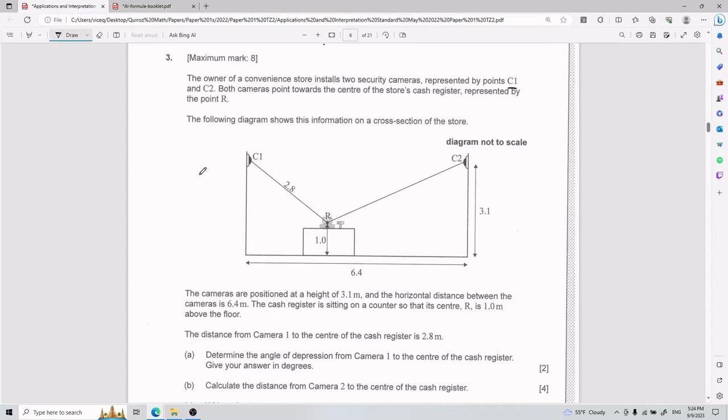They tell us a little bit more information. The cameras are positioned at a height of 3.1 meters. Okay, so that's the height over here. And the horizontal distance between the cameras is 6.4 meters. The cash register is sitting on a counter so that its center R is 1 meter above the floor.